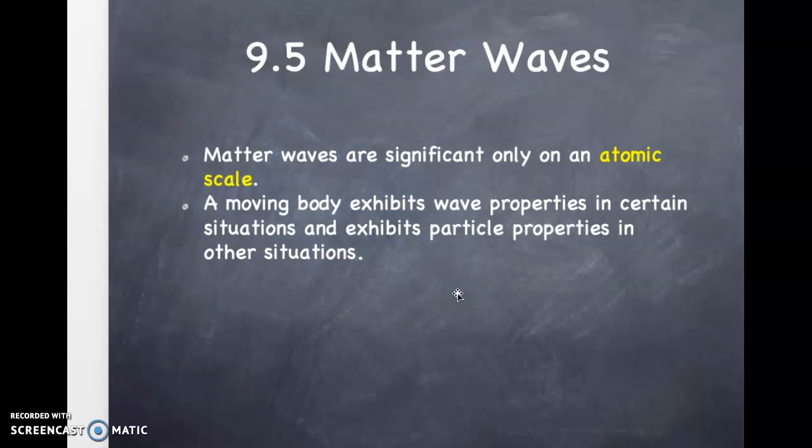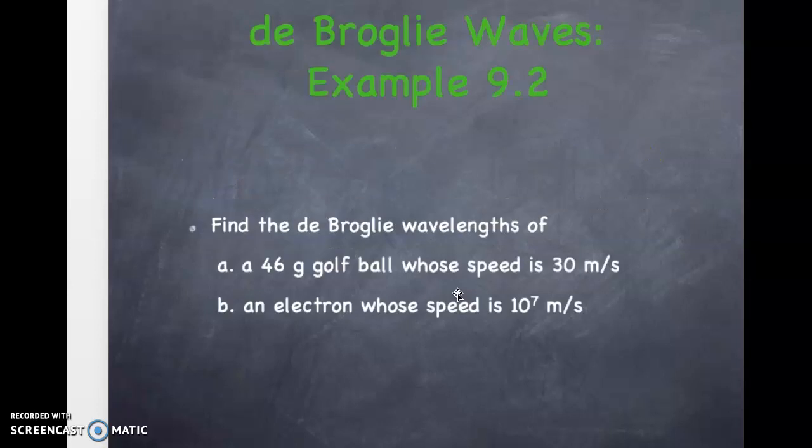Matter waves are significant only on the atomic scale. So on the macroscopic scale, the scale we live on, matter waves are insignificant. And we'll go through a calculation to see that in a moment. Example: A, find the de Broglie wavelength of a 45-gram golf ball. And B, find the de Broglie wavelength of an electron moving at 10 to the 7 meters per second.